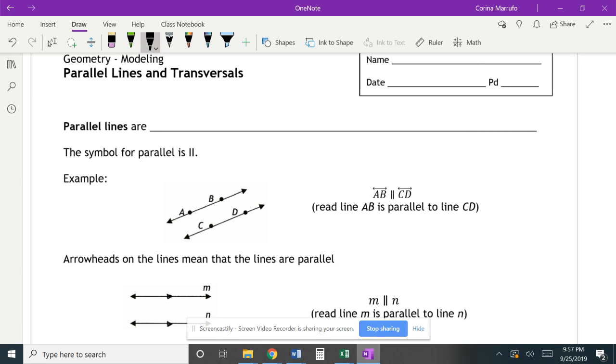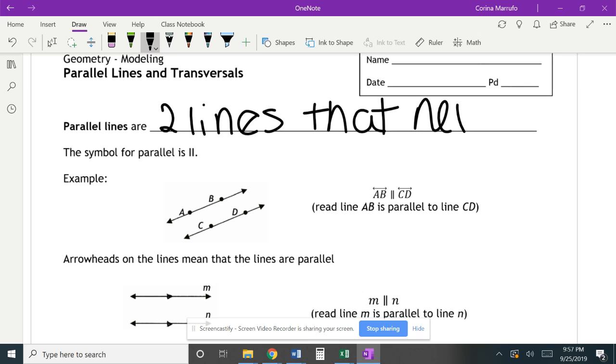All right, we're going to start our new modeling. And so we're going to be doing parallel lines and transversals. So parallel lines are two lines that never intersect.